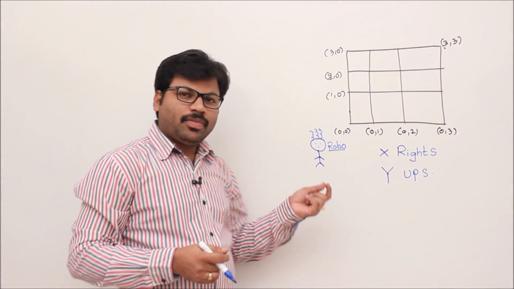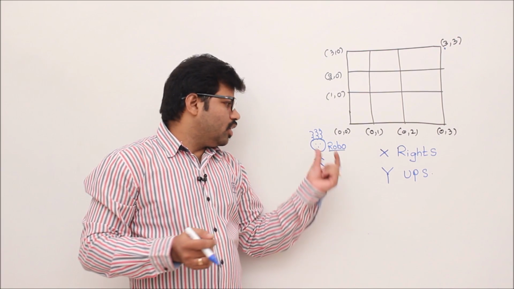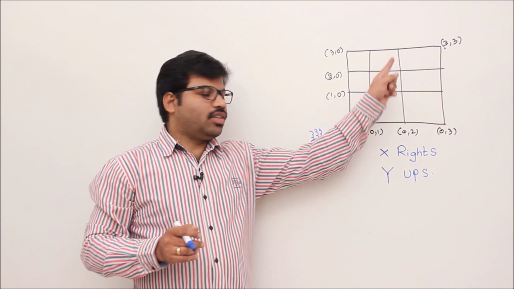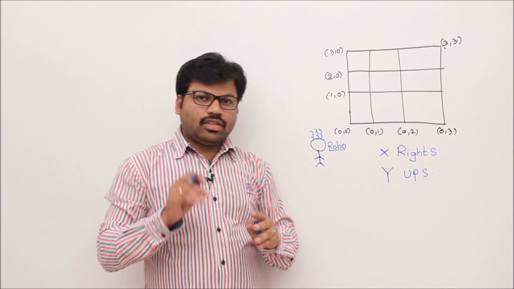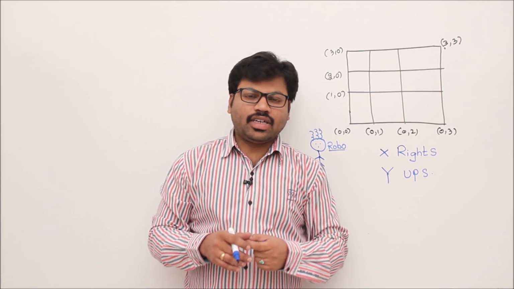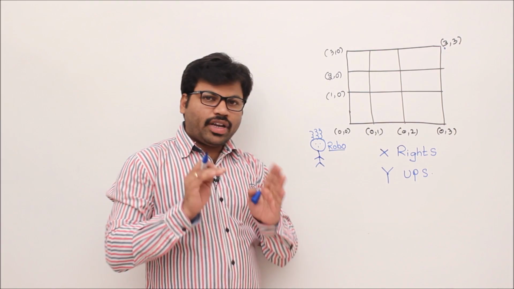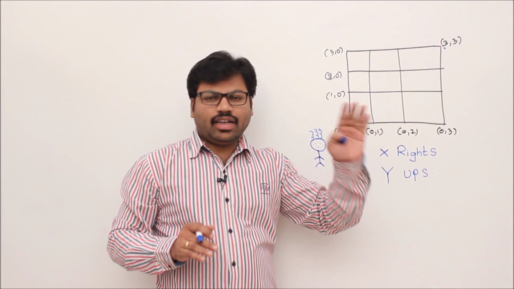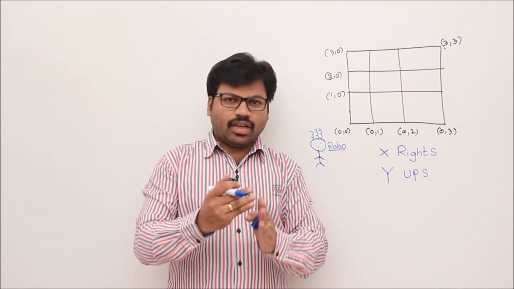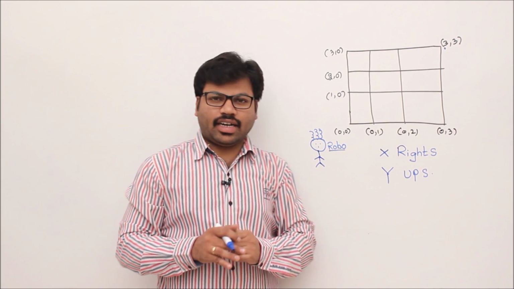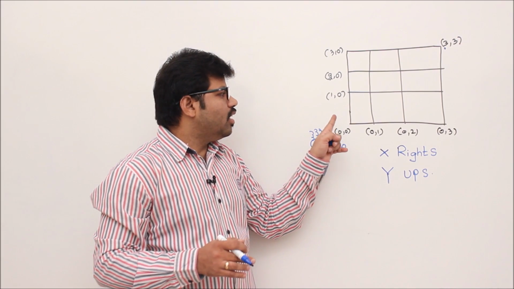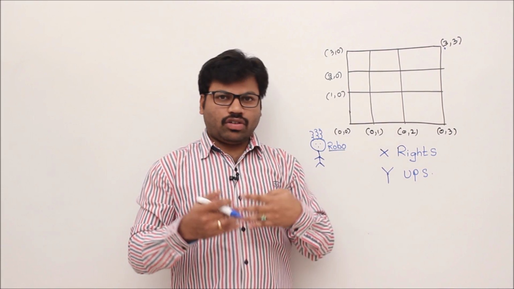Let's see one more problem. It's a robo problem. This robo wants to go from 0 0 to 3 3. Okay, but there are some terms and conditions. The terms and conditions are that robo can either go 1 unit right or 1 unit up. It never comes back and it never goes down. With these terms and conditions, how many different ways can robo go from 0 0 to 3 3?